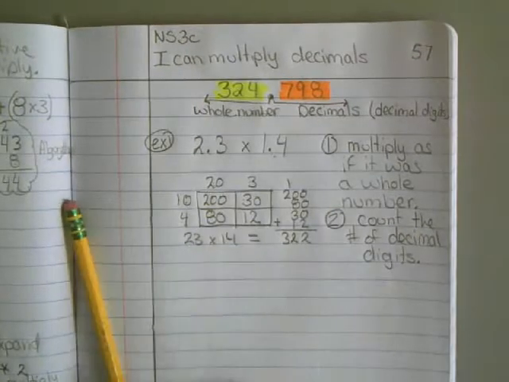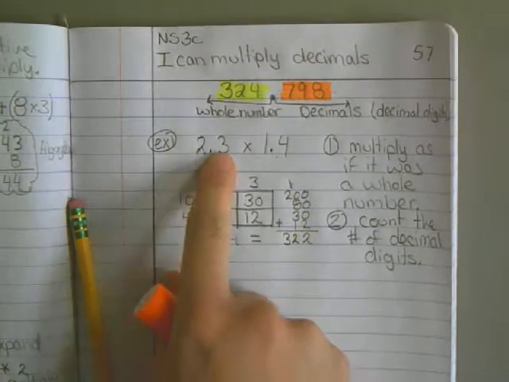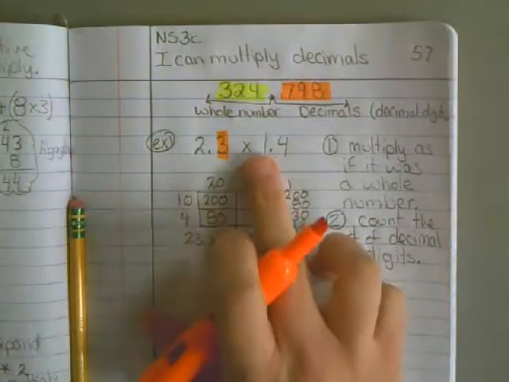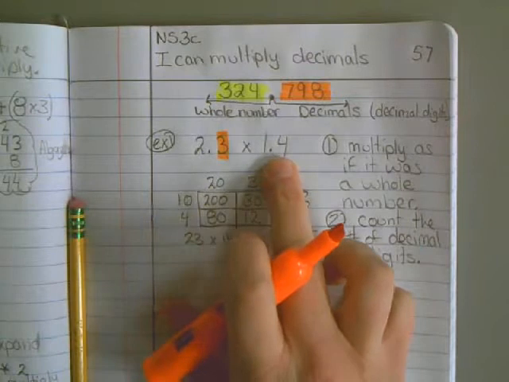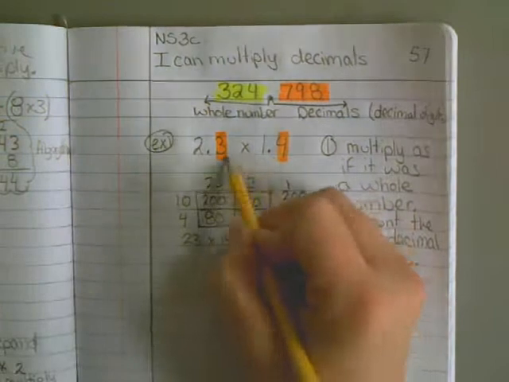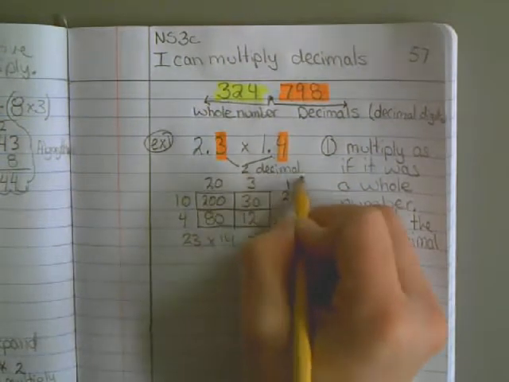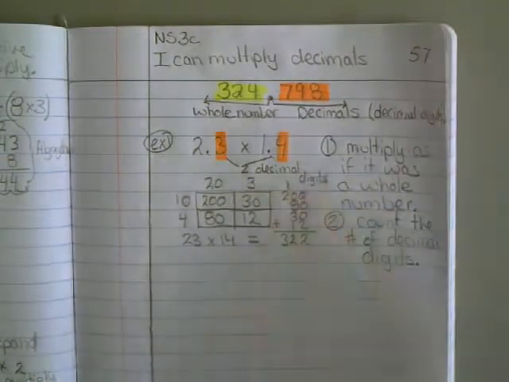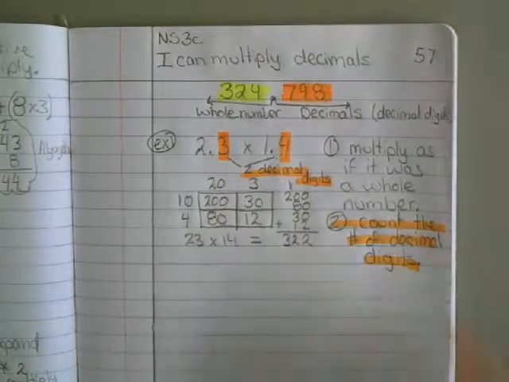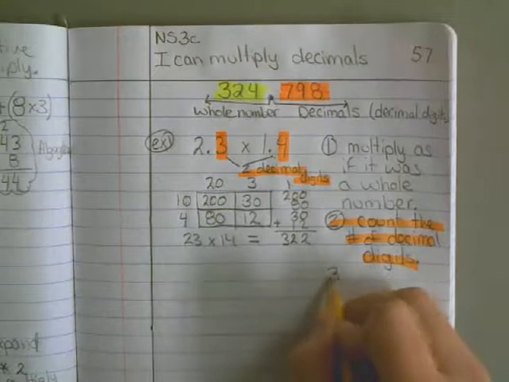Well, let's look here. 2 is a whole number. 3/10 is a decimal digit, right? That is a decimal digit. 1 is a whole number. 4/10 is your decimal digit. So how many decimal digits do I have there? 2. 2 decimal digits. Okay? 2 decimal digits. Keep that in the back of your mind. We'll go to step 3.